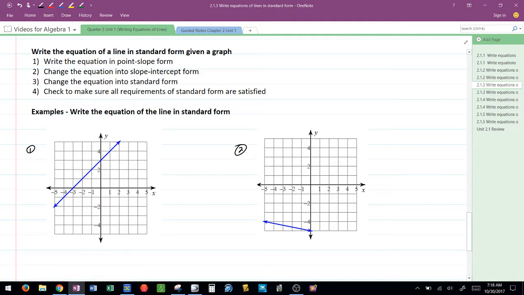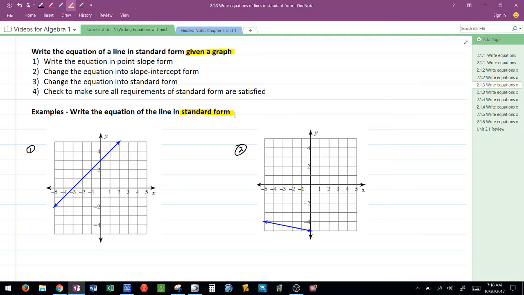Our final scenario is, what if I give you a graph? Can you write the equation in standard form? The beauty of it again is we're just adding that one step at the end on how we change from slope-intercept to standard.